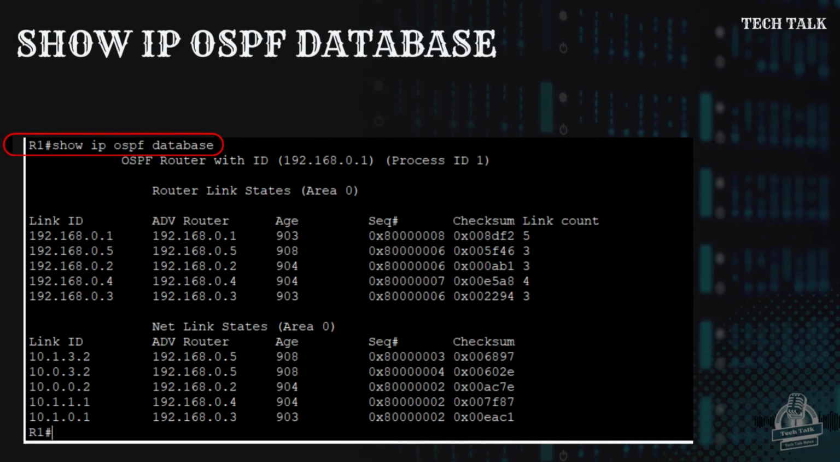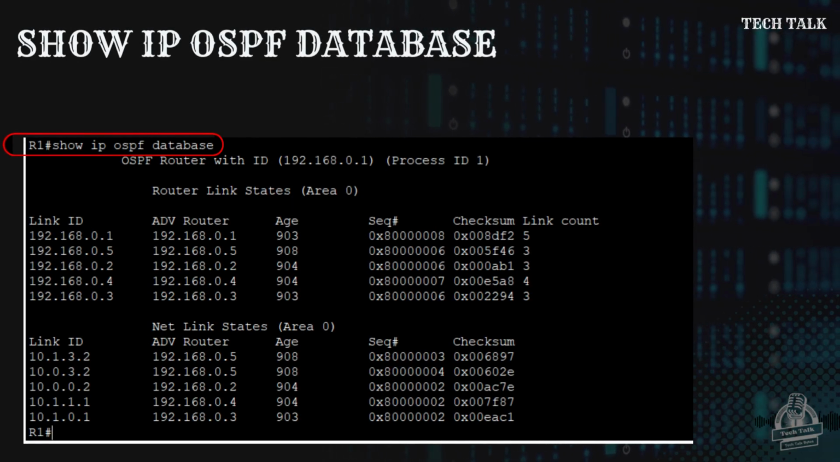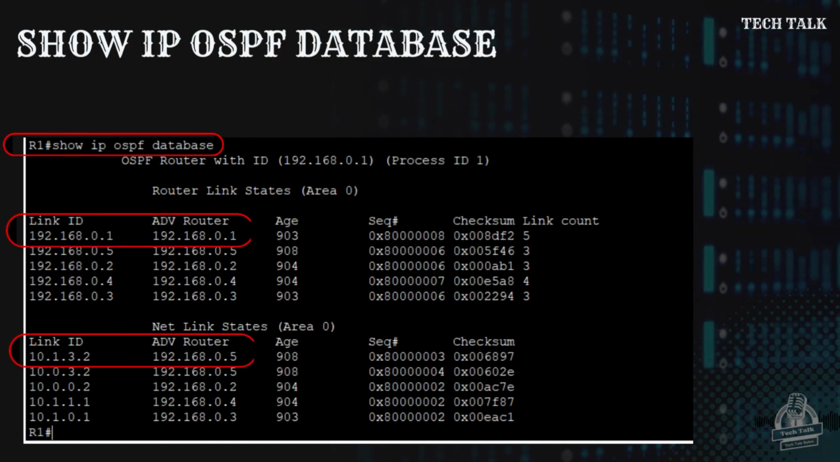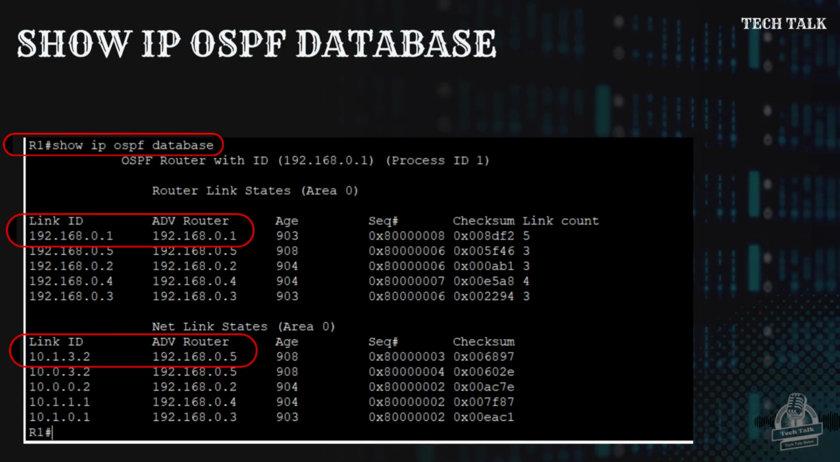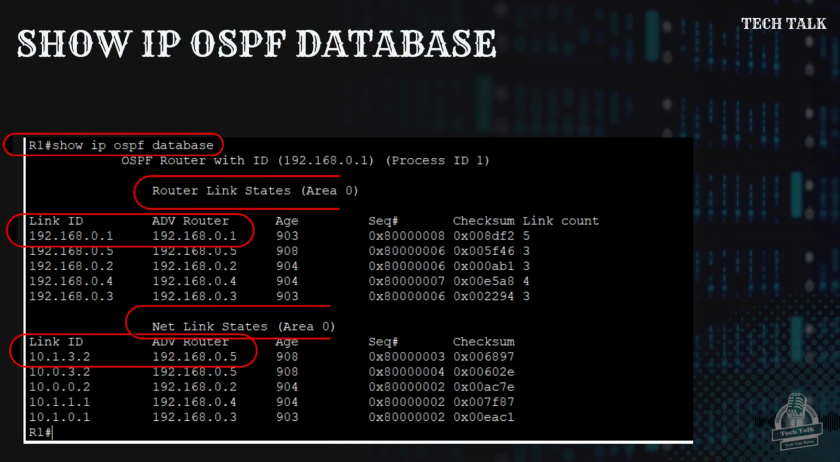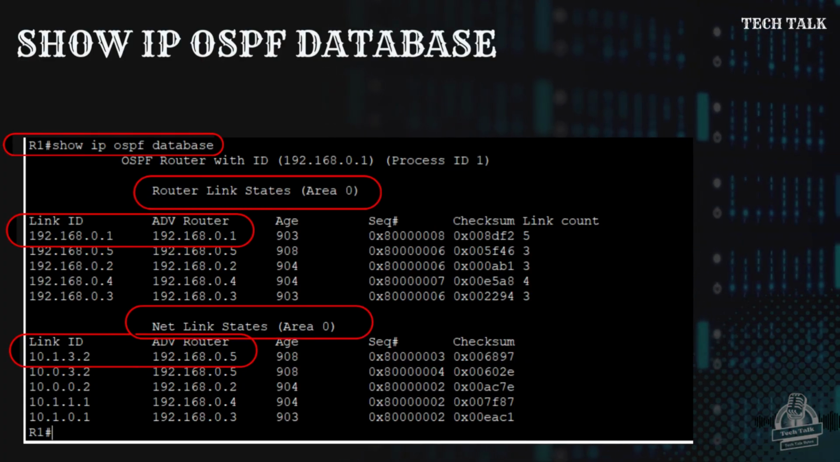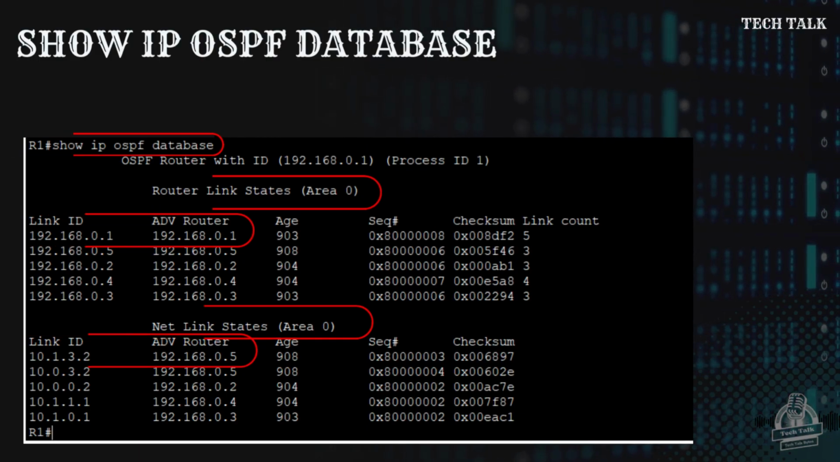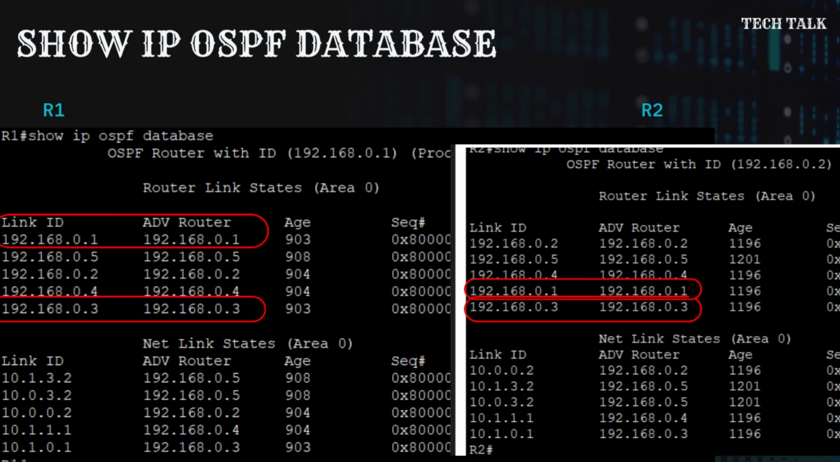Show ip ospf database displays the link state database. This shows LSAs known to the router and network topology information, per area LSDB contents. At the CCNA level, you don't need to decode every LSA. What you do need to understand is this. If routers are fully adjacent, their LSDBs must match within the same area. Missing LSAs usually mean adjacency or flooding problems.